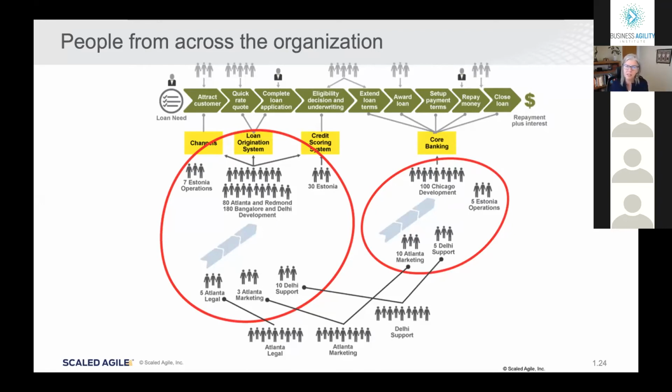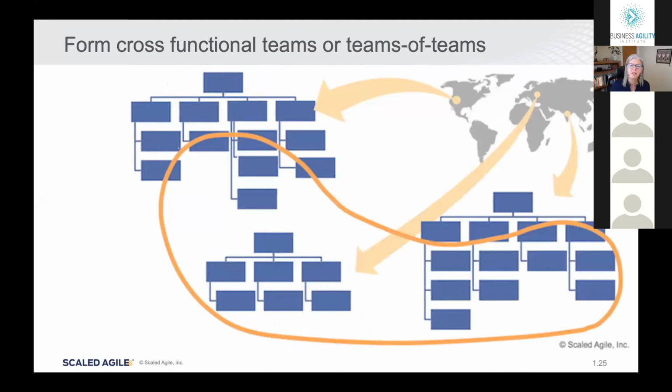So to look at this another way, these are all those different hierarchies that we just were talking about. A development group over in India. We've got an operations group located in Estonia. We've got another group located in the US. And we need to virtually bring those together. So we need the leadership on board in order to develop this cross-functional group.